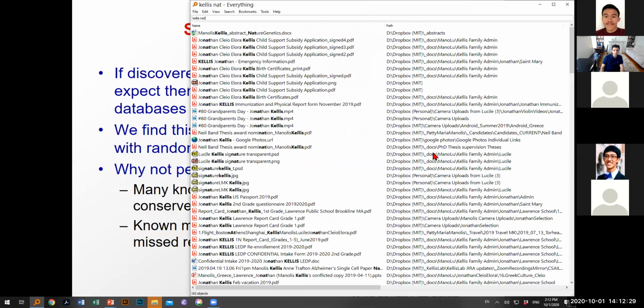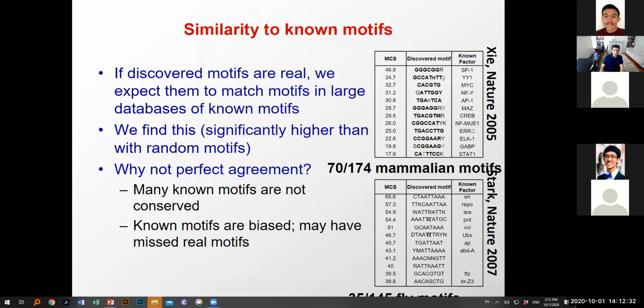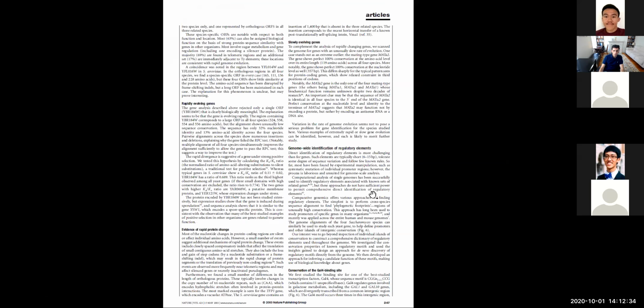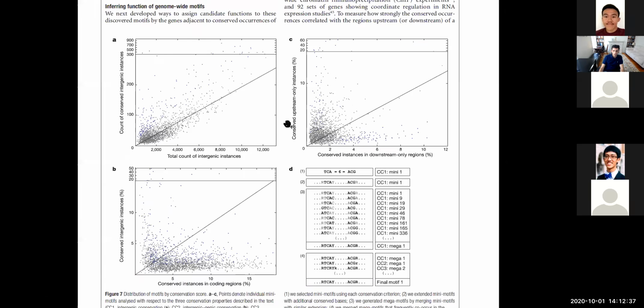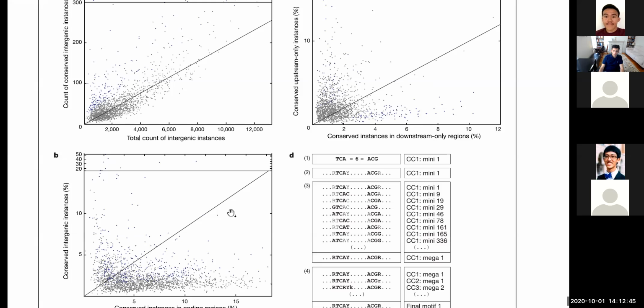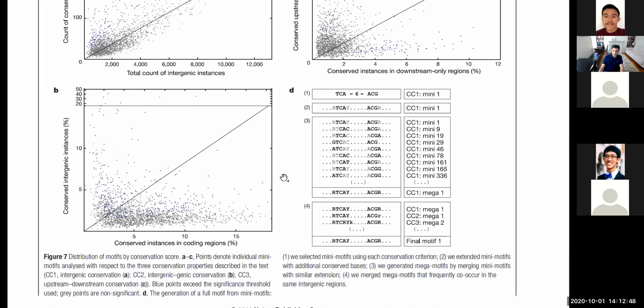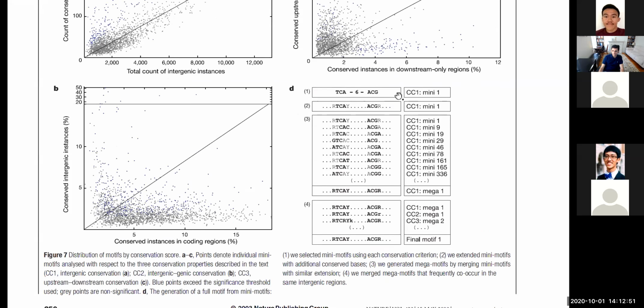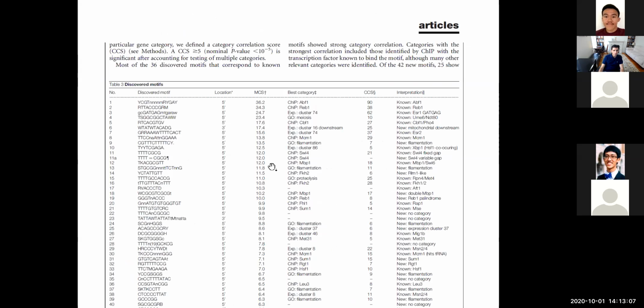So again, going back to this paper that I highlighted last time as well. We came up with these three conservation tests that I mentioned earlier, where you have all of these preferentially conserved motifs upstream versus downstream, and then coding versus non-coding. We enumerated these seeds, these mini motifs as I call them, and then expanded those, and then clustered and arrived at the final motifs. We expand the mini motifs into a bunch of mega motifs, and then these mega motifs are clustered into the final motifs. So this was very exciting.